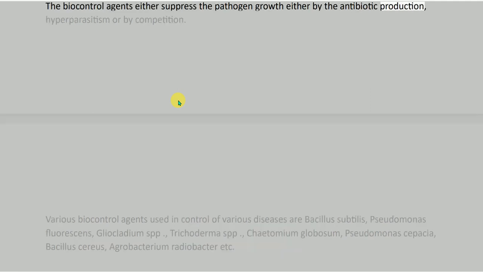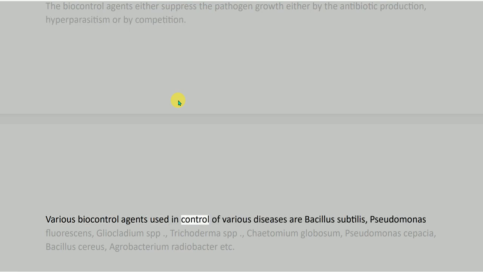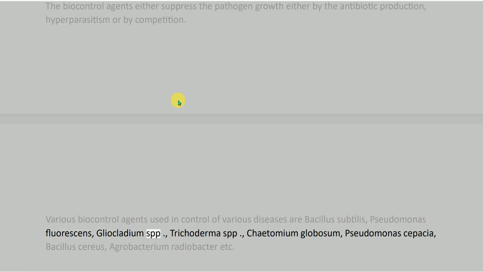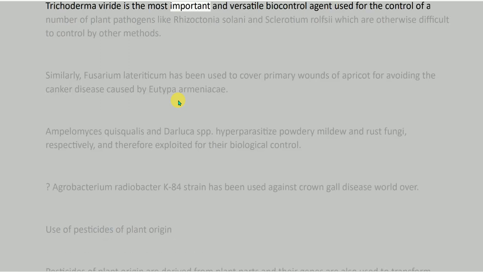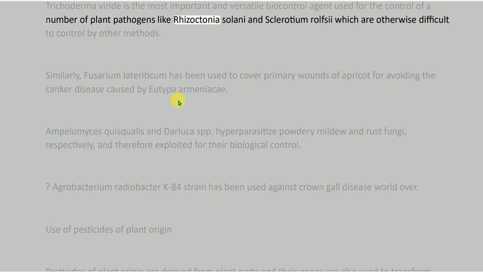Various biocontrol agents used in control of various diseases are Bacillus subtilis, Pseudomonas fluorescens, Gliocladium spp, Trichoderma spp, Chaetomium globosum, Pseudomonas cepacia, Bacillus cereus, Agrobacterium radiobacter etc. Trichoderma viride is the most important and versatile biocontrol agent used for the control of a number of plant pathogens like Rhizoctonia solani and Sclerotium rolfsii, which are otherwise difficult to control by other methods.